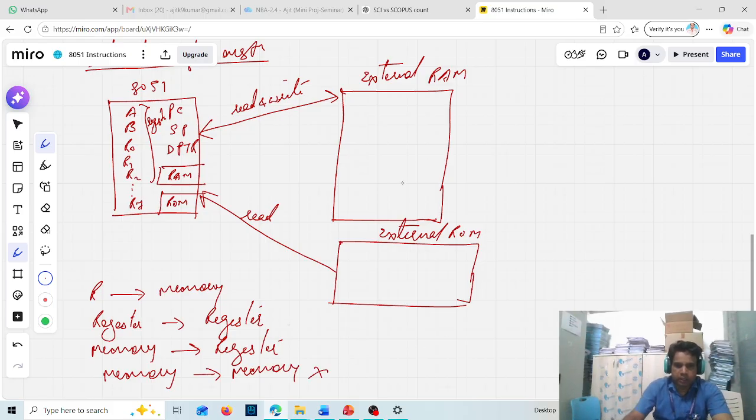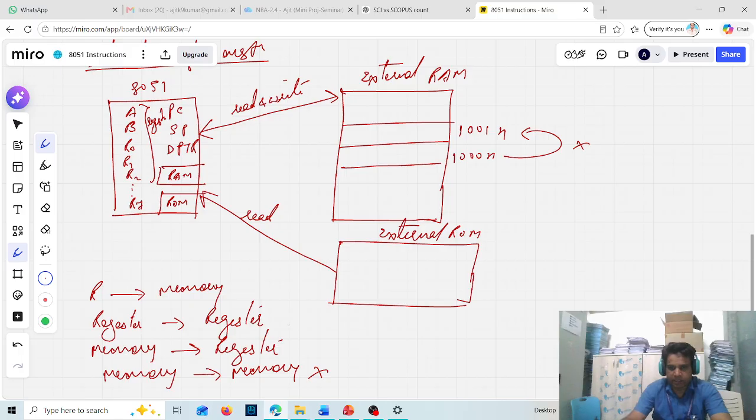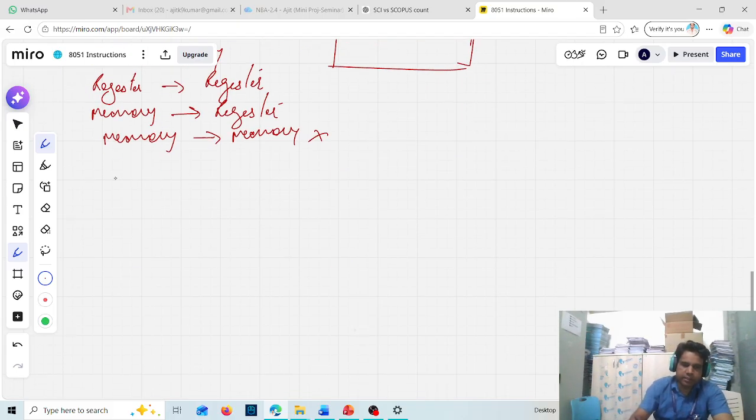That is, if you want to transfer data, let's say this is your external RAM, let's say this is address 1001, and let's say this is address 1000H. You cannot transfer data from one memory location to another location using any instruction directly. You can transfer by other means, and in that case I'll show you. The first instruction that is used for data transfer is called the move instruction. Now the syntax of the move instruction is quite simple. We write the mnemonic MOV and then we have two operands.